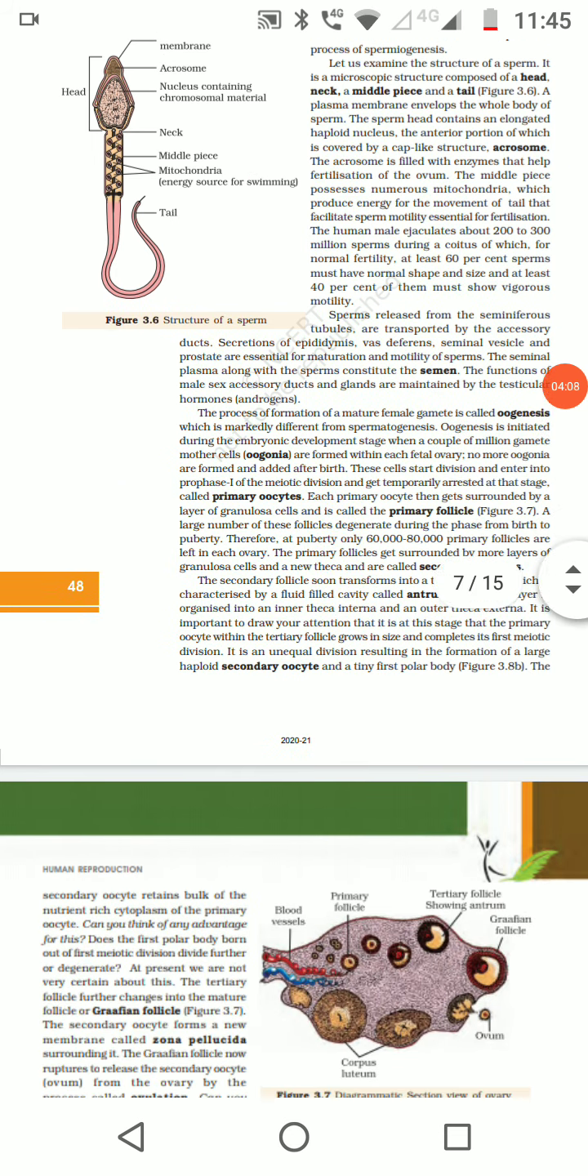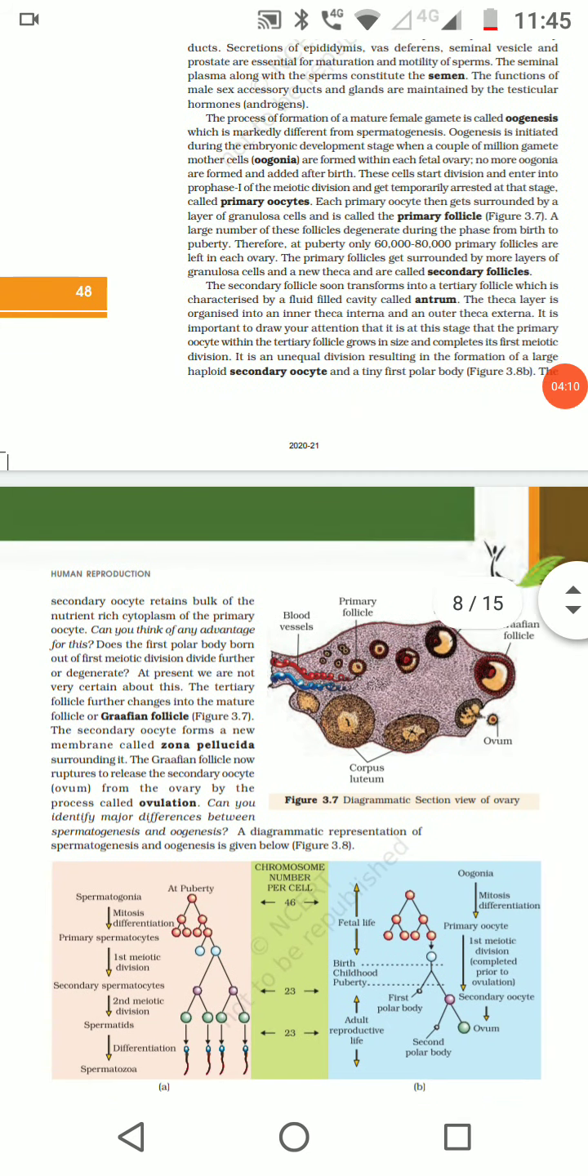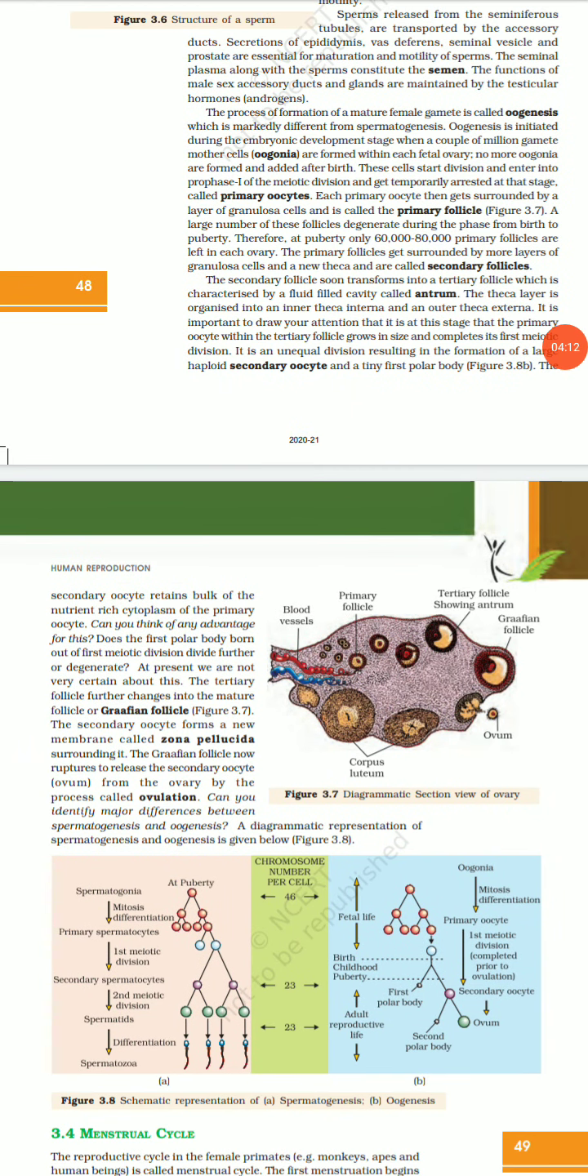Now coming to oogenesis, it is very similar to what we had in spermatogenesis. The structures are going to be the same. Now what happens in oogenesis, we have the oogonia. The process of formation of the mature female gamete is oogenesis.